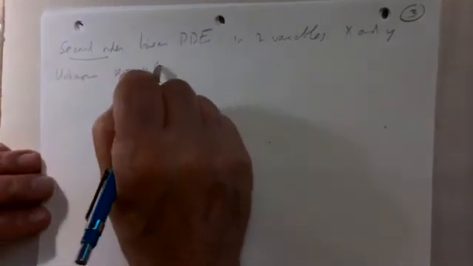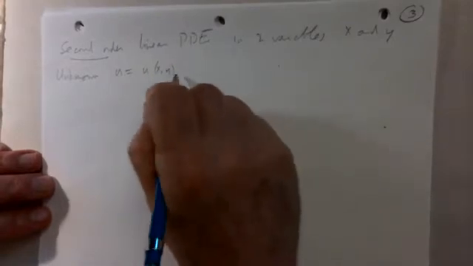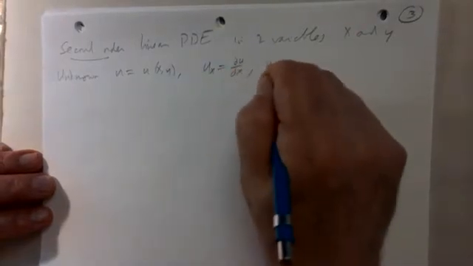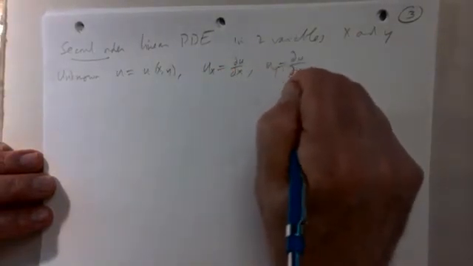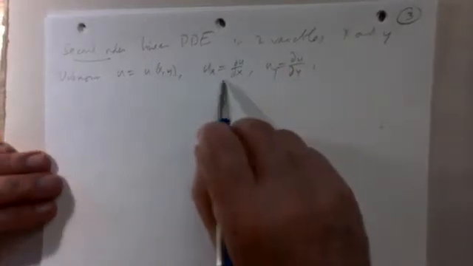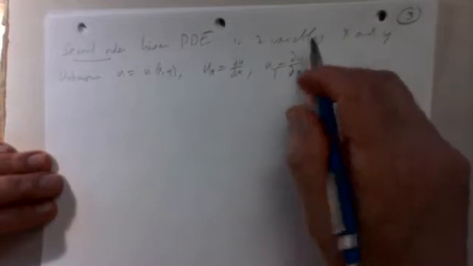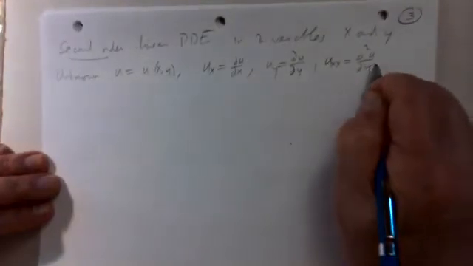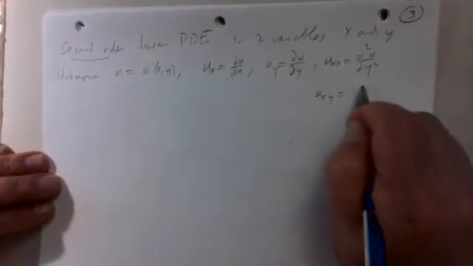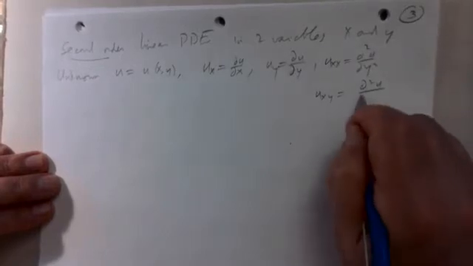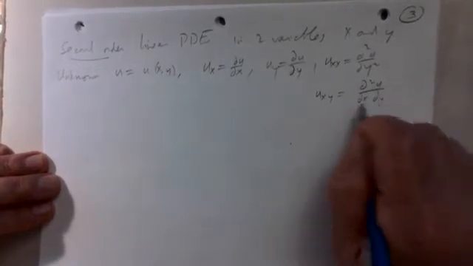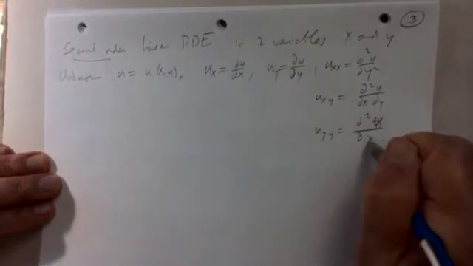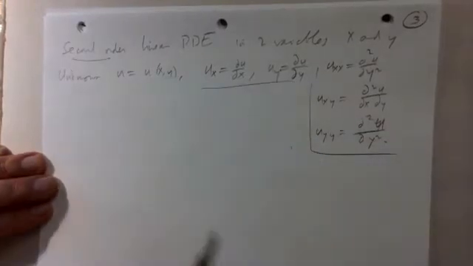So if it's second order linear in x and y, if the unknown function is u, some function of x and y, we have u sub x, which means the partial of u with respect to x, u sub y, which is the partial of u with respect to y. These are the first partial derivatives. The second partials, there are three of them. uxx, which is the second partial of u with respect to x, uxy, which is the mixed partial of u with respect to x and with respect to y, and uyy, which is the second partial of u with respect to y.